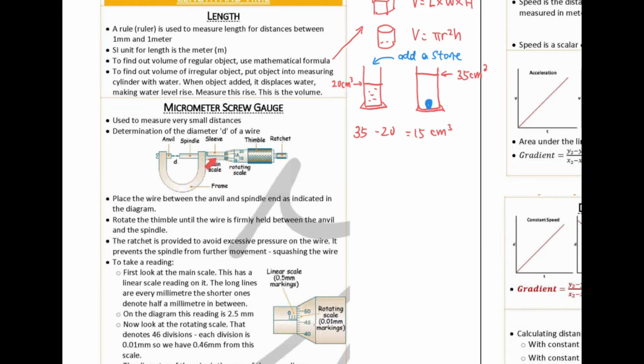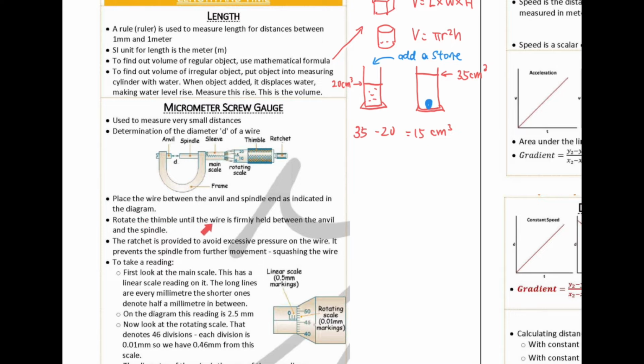So how to read the main scale and rotating scale? Of course we have an example. We will come to it later, so we will discuss this also. Place the wire between the anvil and spindle end. The anvil is here, this part. The spindle end is here. The anvil is the part that cannot move. The spindle is the part that can move. You can turn the thimble to move the spindle, as indicated in the diagram.